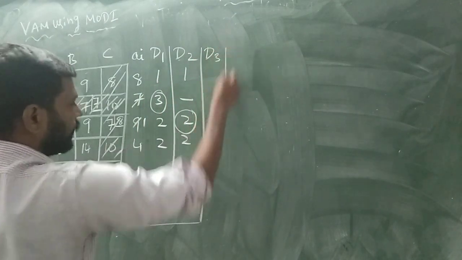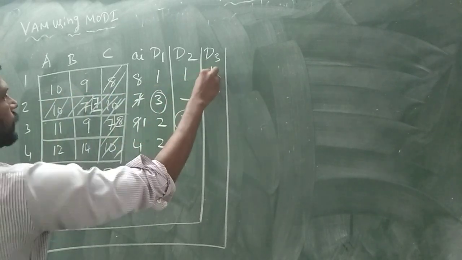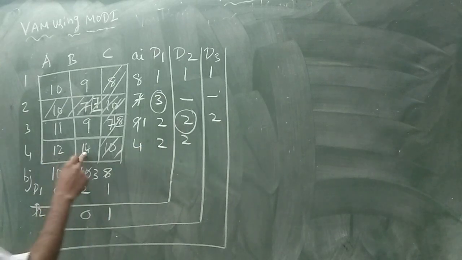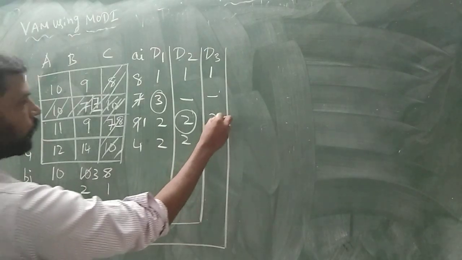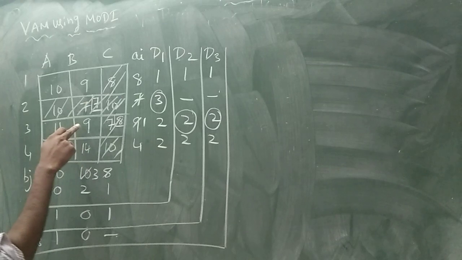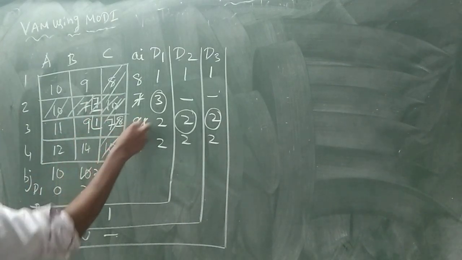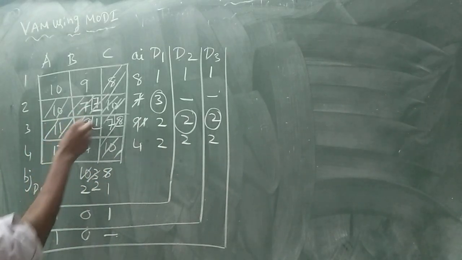Next is D3. Differences: 9, 10, difference is 1; no value; 9, 11, difference is 2; 12, 14, difference is 2. Columns: first column 10, 11, difference 1; 9, 9, difference 0; no value. In the third difference, the highest value is 2. In the third row, 9 is the least value. Here the values are 1 and 3, minimum is 1. I subtract this, remaining 2, and cancel the entire row.